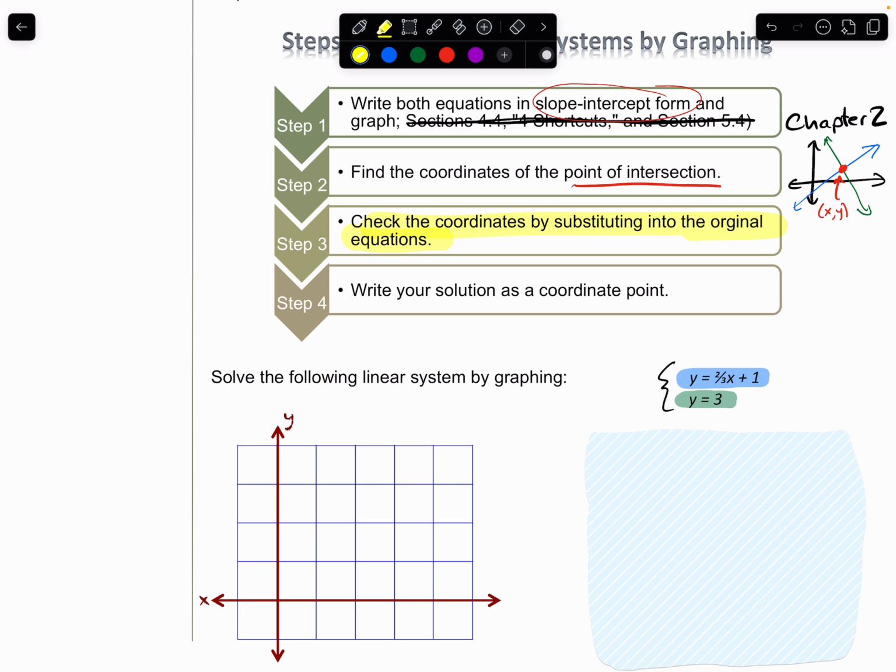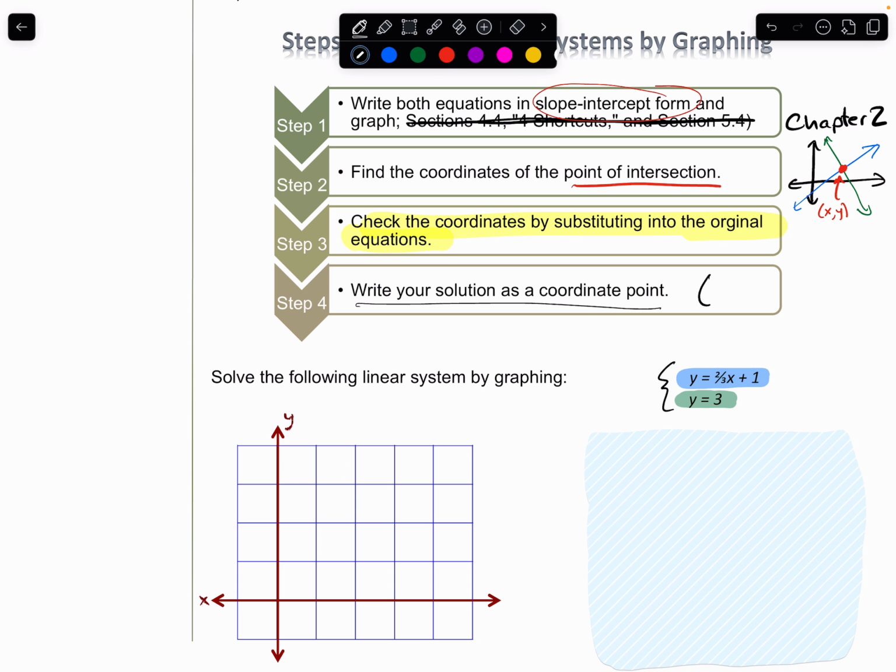If it's not correct, then you know you did some calculation wrong, and you can go back and fix it, which is a luxury we don't always have in math, right? So finally, in step 4, we write our solution as a coordinate point.